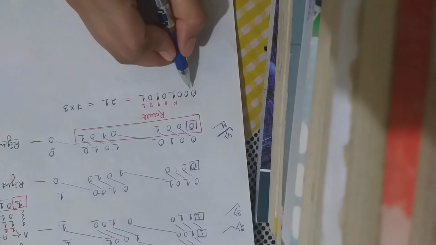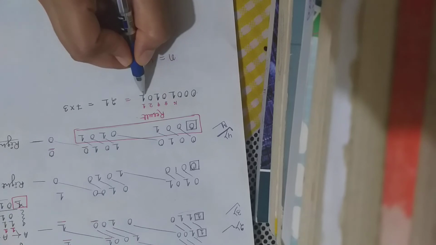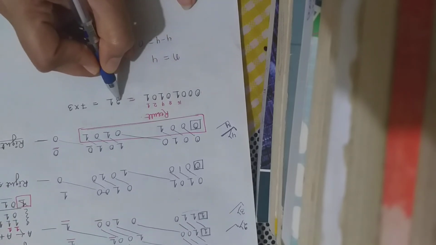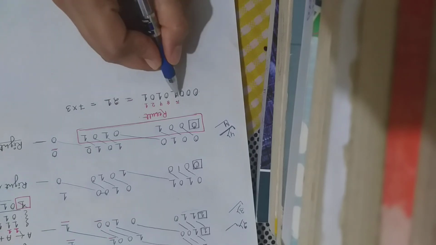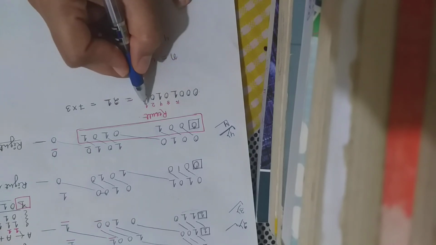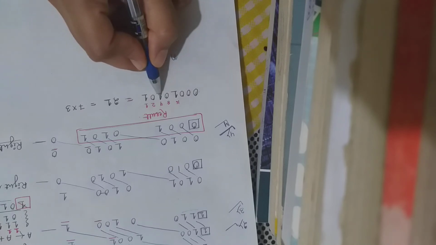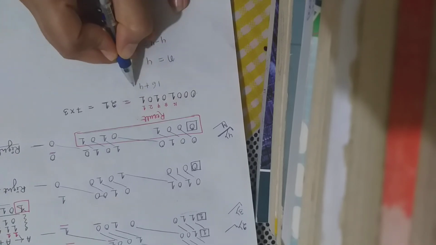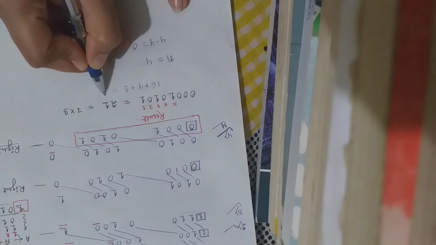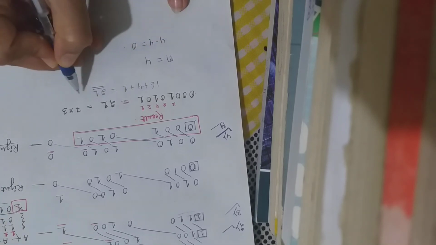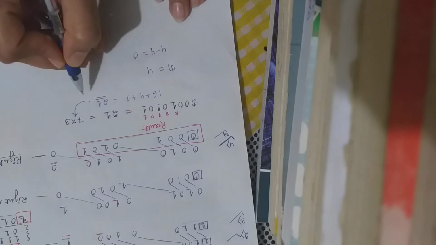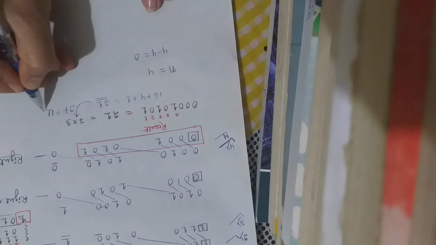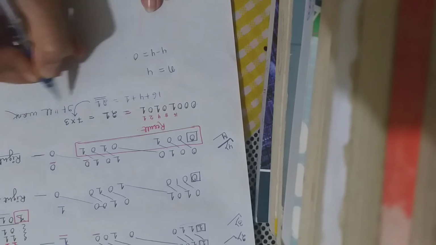In binary form it is 0 0 0 1 0 1 0 1, but in decimal form the result is 21, because 16 plus 4 plus 1 is 21. Here the result is 21. That means 7 cross 3 equal to 21. It will work in Booth's algorithm.